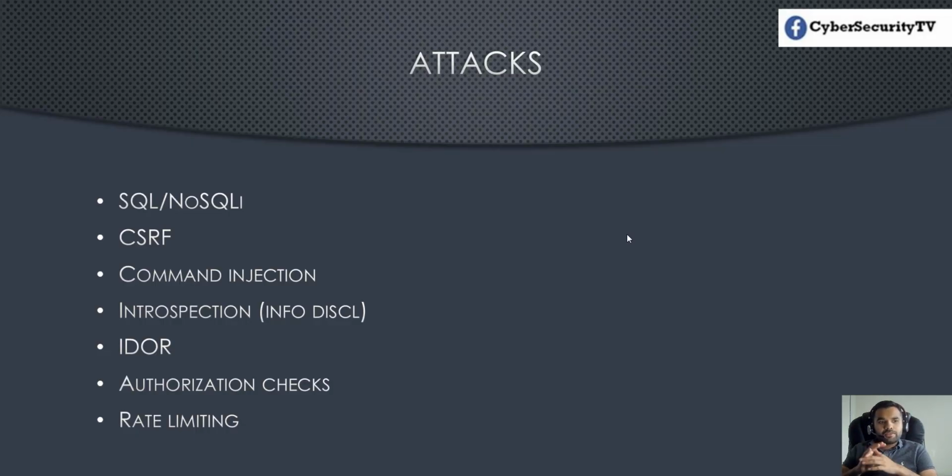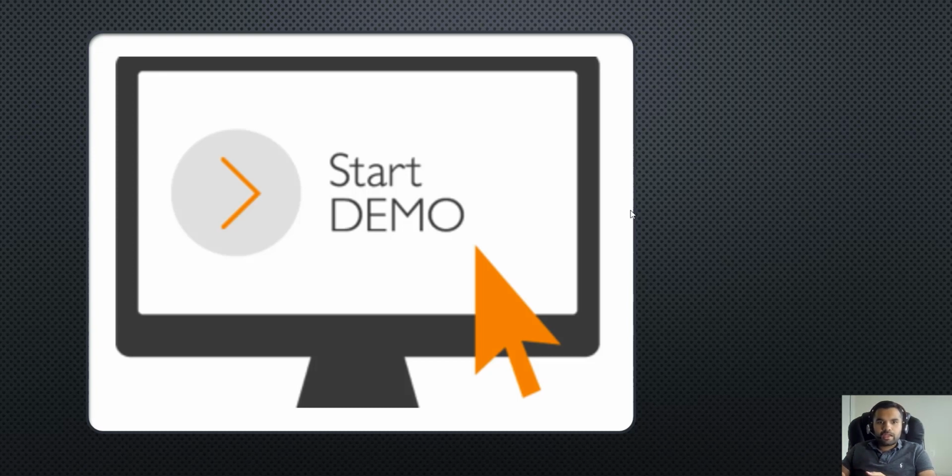Now there are several attacks you can do. You can do SQL injection, NoSQL injection. You can also do CSRF, command injection, introspection, which is an information disclosure type of vulnerability. Then you can also do insecure direct object reference, authorization checks, and rate limiting. Now I think in the previous video I showed you a couple of these, but not as a live demo, so that's what we're going to do in this video. Let's head over to our VM, and I'll show you how this actually works.